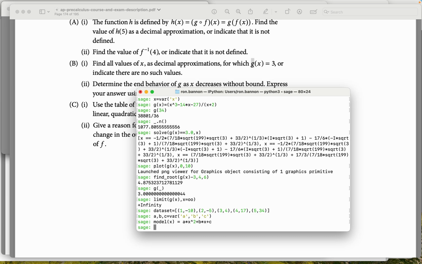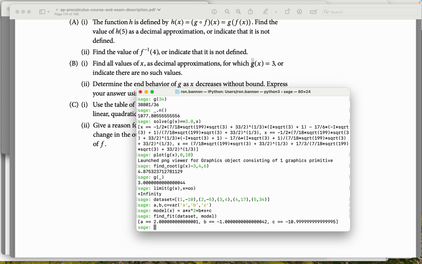So put that down. And then I got to remember. Sometimes I can't remember, and that's a problem. I know it has something to do with data, defining variables A, B, and C for a quadratic, and then modeling the problem. And I'm going to use find fit, with the data set and the model. And that's my recollection. All right, let's see what happens.